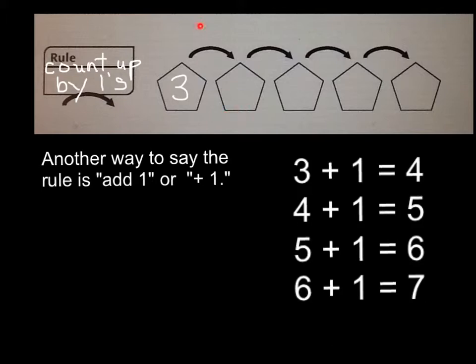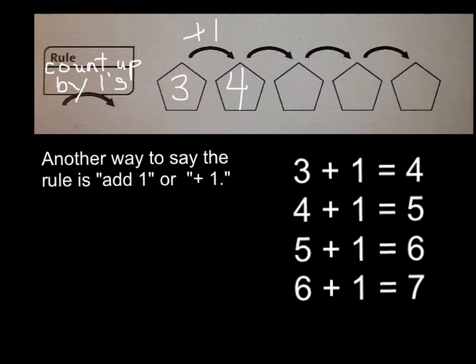So we're going to add one at our first arrow. As you can see, I did some work over here. I started with 3, I added 1, the answer was 4. And so now we're going to put 4 in our next frame.